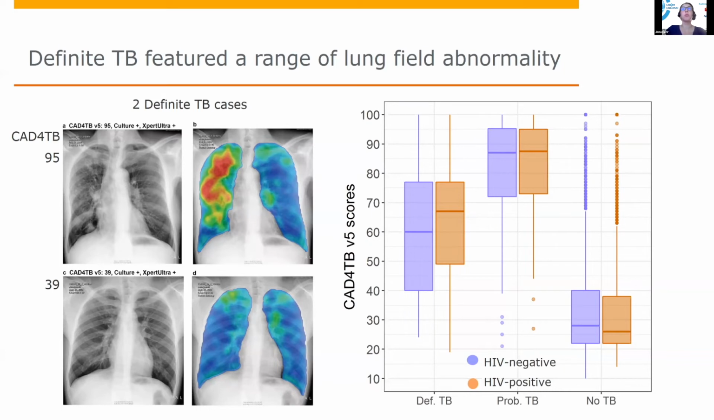And in general, we found that the scores of participants in this definite TB group had a very wide range from 19 to 100. And what was also interesting for us to see was that the scores in the group of probable TB tended to be higher than actually the ones in the definite TB group who had microbiological confirmation. We also checked whether the HIV status of the participants could have an influence on the scores, but we couldn't really find significant differences between these groups.